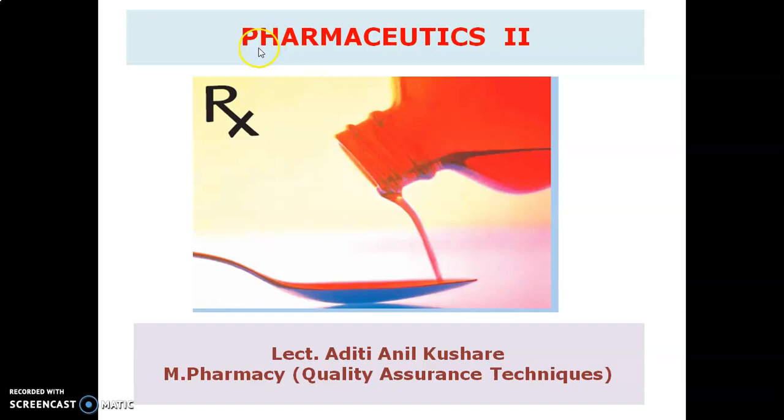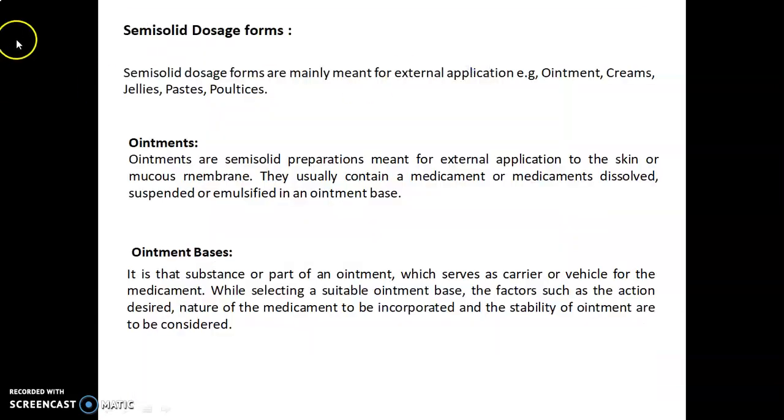Today we are going to discuss the experiments from pharmaceutics 2. First of all, we are going to discuss the semi-solid dosage forms. The semi-solid dosage forms are mainly meant for external application, for example ointments, creams, jellies, pastes, poultices, etc. In that, we will discuss the ointments.